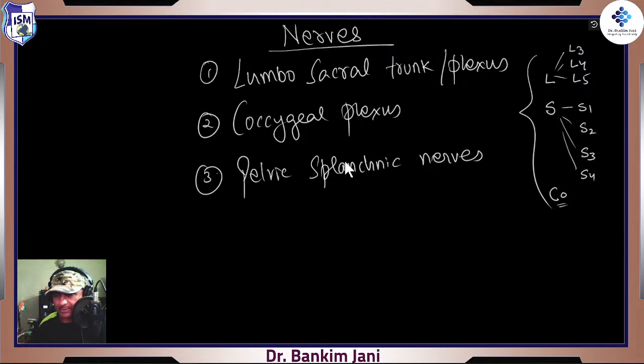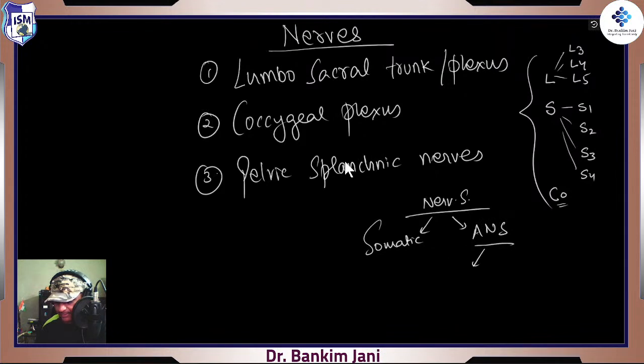These will be the fibers, right? For the nervous supply, we divide again into two parts, right? One is somatic and second is ANS, autonomic nervous system. And in that there is sympathetic and parasympathetic. Sympathetic, parasympathetic, somatic, that means they will not be going separately.